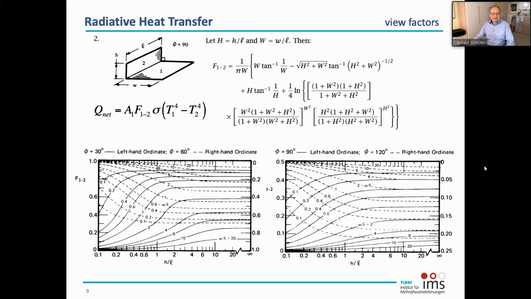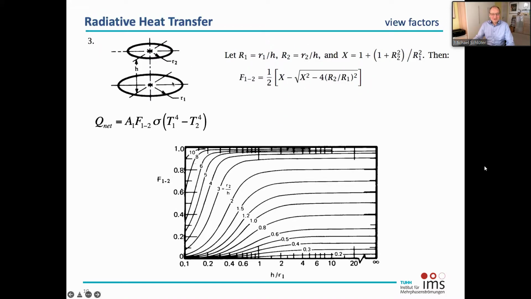And here's another, more complicated geometry. Now you see it goes very fast, much more complicated with the view factors, depending on the geometry. So this is the equation here for this situation. And as you can see, the dependencies here get much more complicated in that case. So you can read it out of this diagram, or you can use this equation here to get this information.